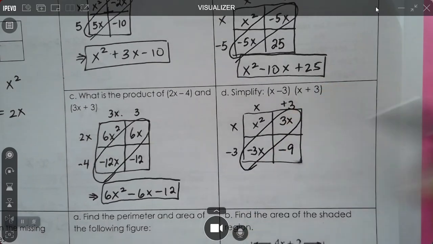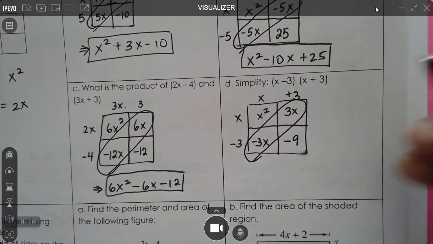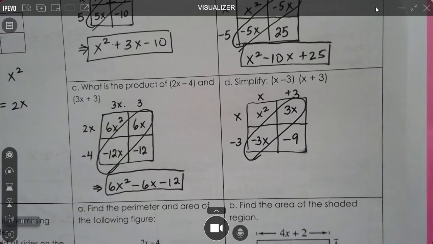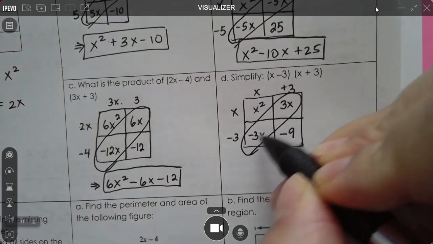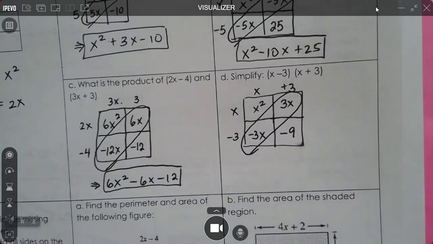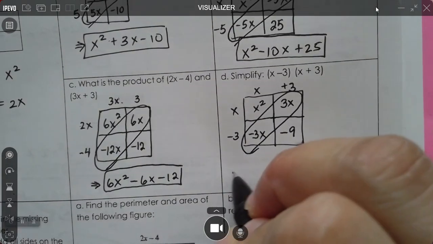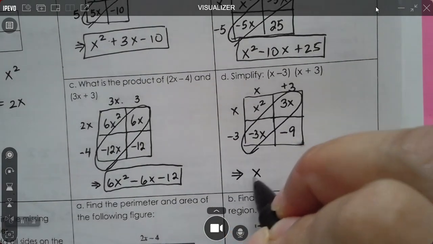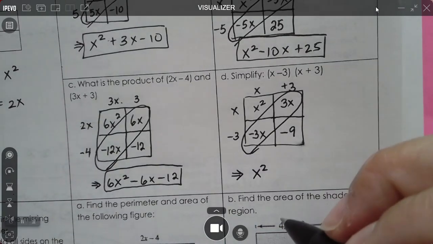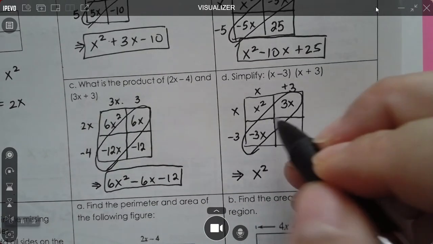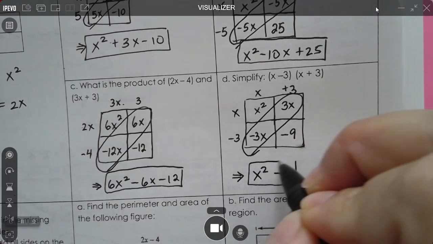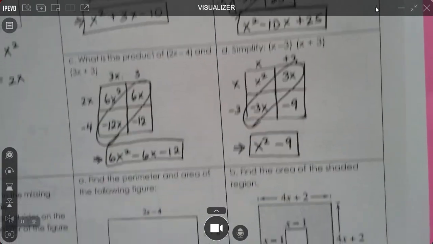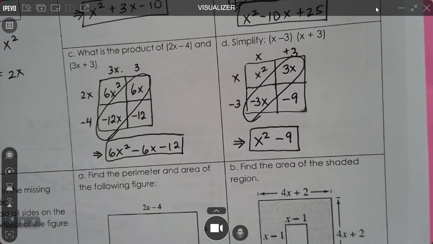Okay. I'm going to say this again. This is not the time to get brave with your math facts. Use the calculator. Negative 3 plus positive 3. What do you get? 0. They cancel out, right? So your answer is just x squared minus 9. Opposite pairs. One's positive, one's negative.